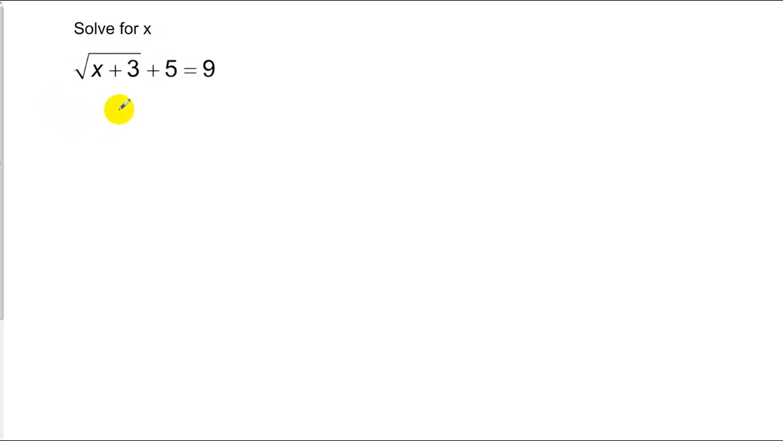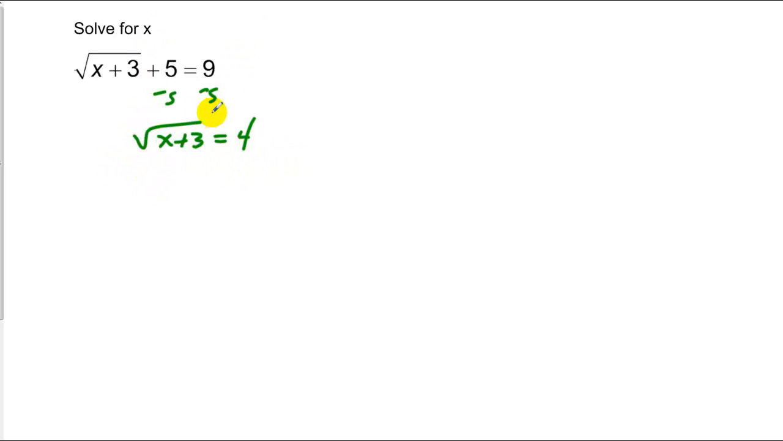Now in this case, the root isn't isolated. I'm going to isolate that first by subtracting 5 from both sides. So I get root x plus 3 is equal to 4, and now I have the root isolated on one side of the equation.